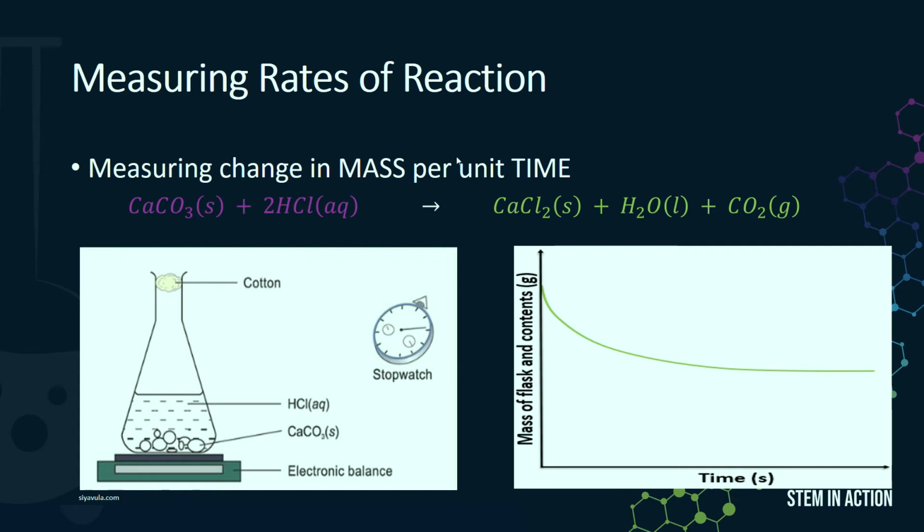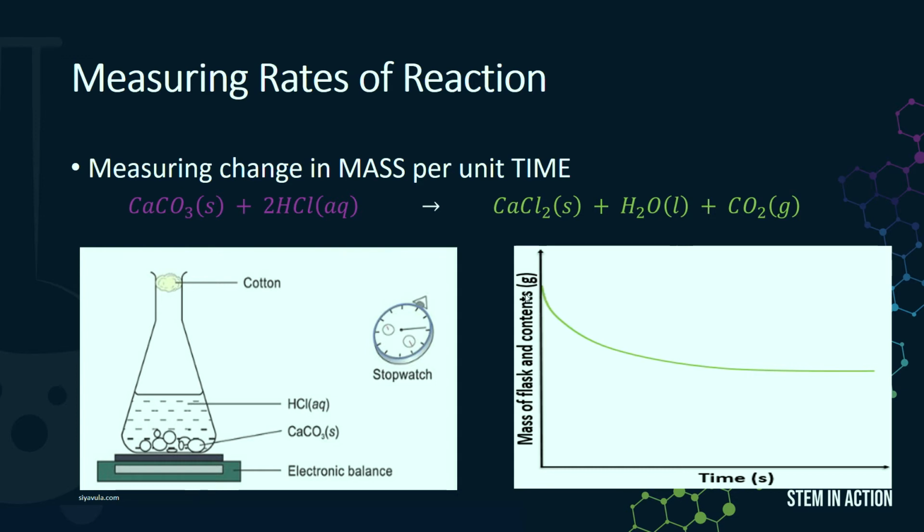And what you notice there is that this is a graph where our y-axis is the mass of the flask contents, and our x-axis is time. So on the y-axis, we are measuring everything that is here, right? The reaction flask and the contents of the reaction flask.